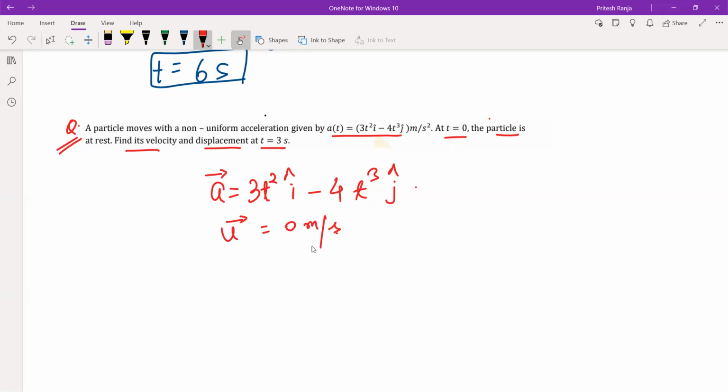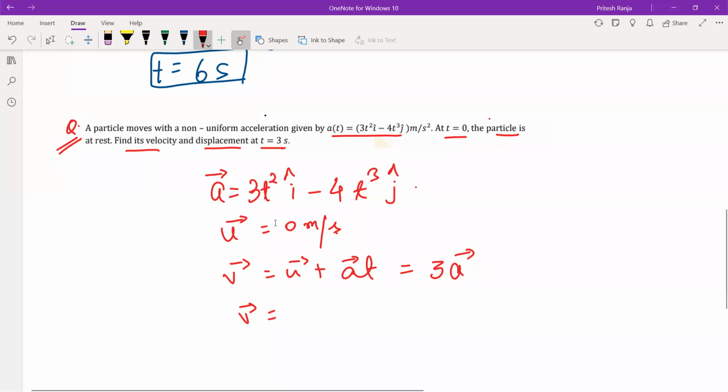That's very simple. We will find the velocity: v equals u plus at. We did exactly the same question before, just the time was 2 seconds in that case. So let's put it here. u is 0, so it will be a into t. What is t? 3. So it will be 3a vector. Let us find the velocity vector first. Later on we'll substitute for t.